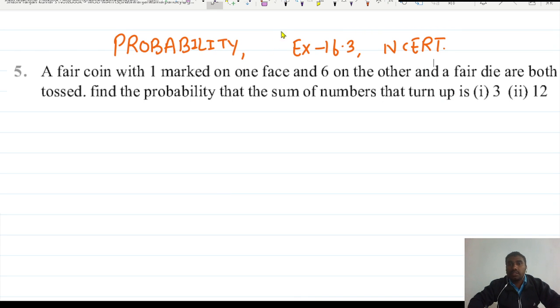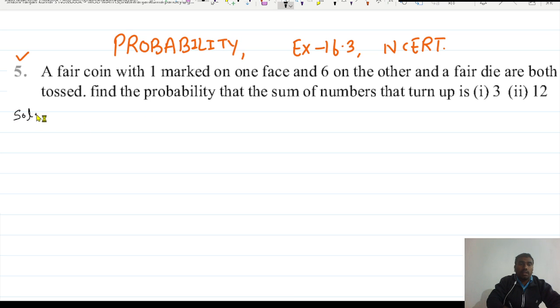In this video, this is exercise 16.3 of the probability chapter. We are going to do question number 5. The question says: a special coin with 1 marked on one face and 6 marked on the other face, and one die are both tossed. Then find the probability that the sum of the numbers turned up is 3. Let's see how we can do this.